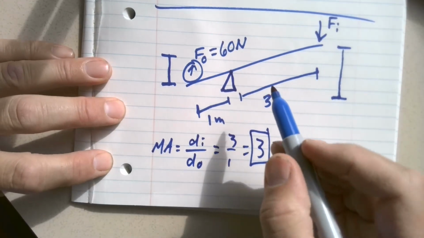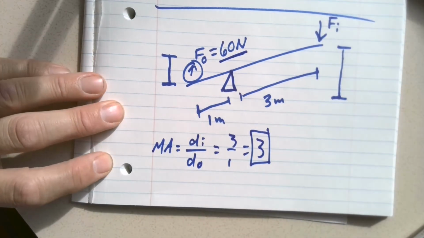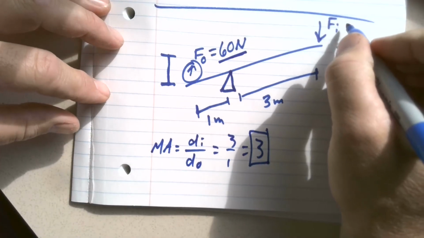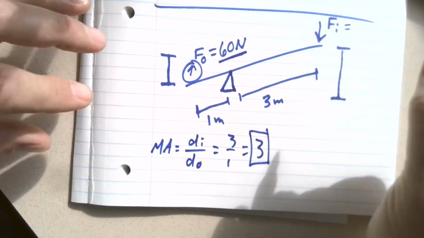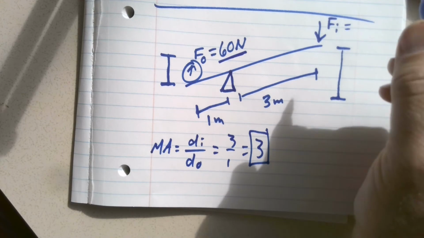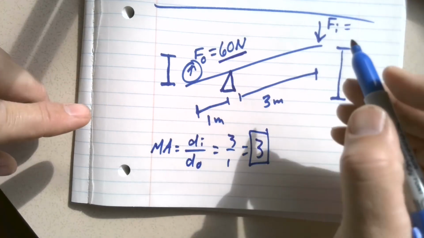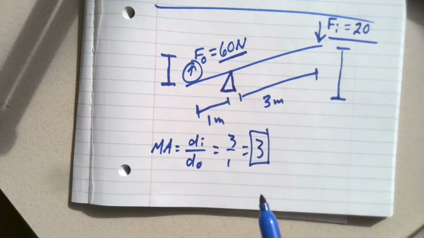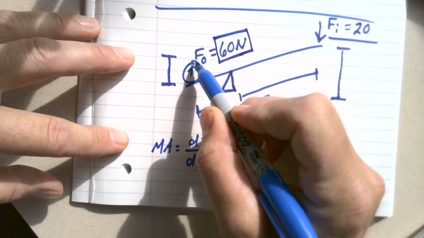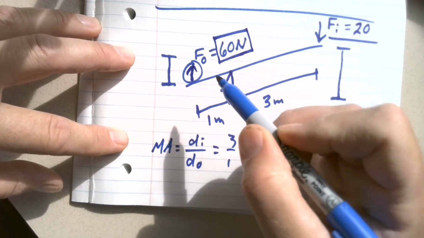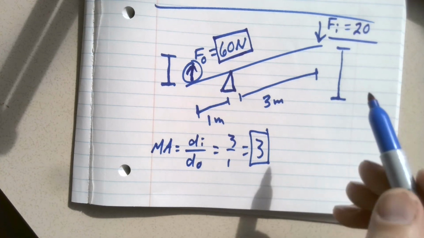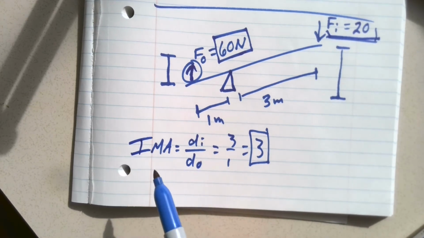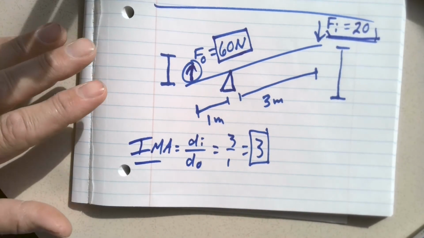So with that situation, you can say, well, if I'm going to be lifting 60 newtons and I have a 3 to 1 mechanical advantage, then how many newtons of force must I be putting in? Well, what goes into 60 three times would be 20, right? So I put in 20 newtons of force to lift a 60 newton weight if I have a mechanical advantage of 3. Now in reality, I'm going to have to put in more than 20 newtons because this is ideal mechanical advantage, and actual mechanical advantage is going to include friction.